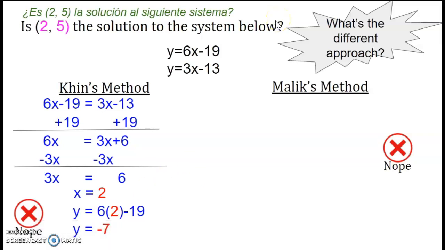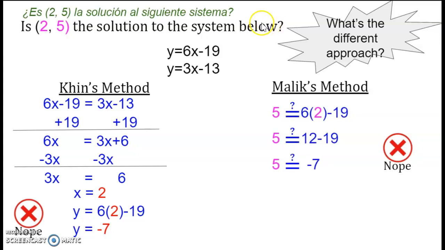So what did Malik do? He did not go through the whole solving process himself. He said, we're just being asked if (2, 5) satisfies the first equation and if it satisfies the second equation. So he started by plugging in the values. Remember, the x value is 2, the y value is 5. Whenever he saw y in the first equation, he wrote 5 there. When he saw x, he wrote 2. So 5 equals 6 times (2) minus 19. And the question is, is that equal?